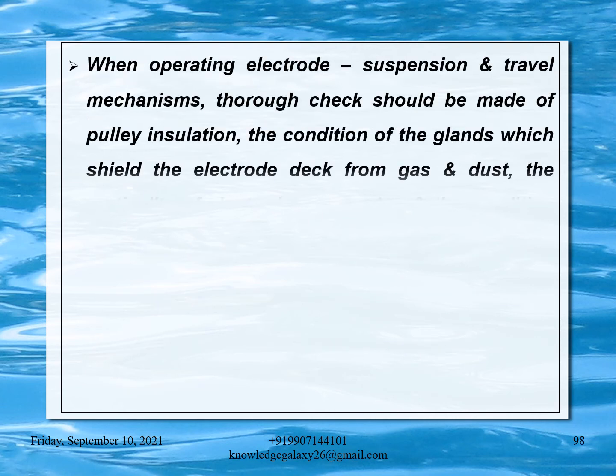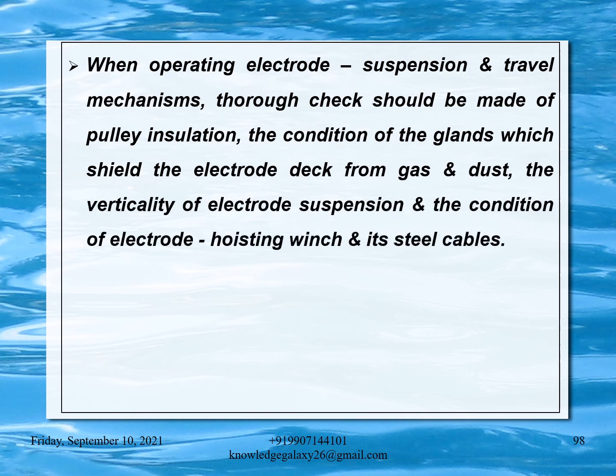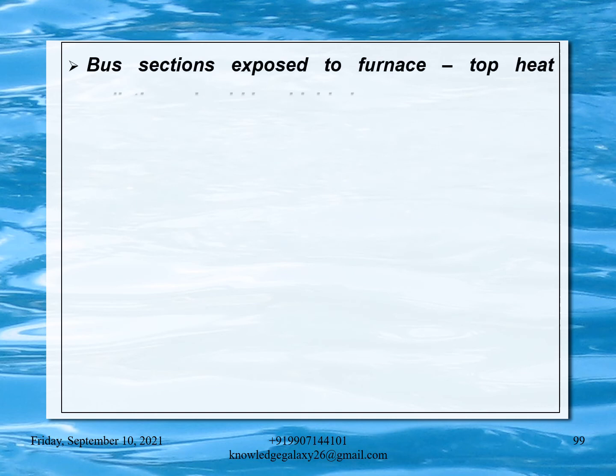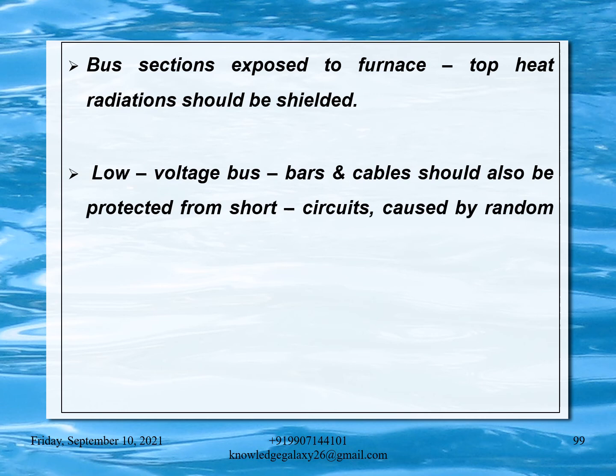When operating, the electrode suspension and travel mechanisms should be checked, including the pulley insulation, the condition of the glands which shield the electrode deck from gas and dust, the verticality of electrode suspension, and the condition of the electrode hoisting winch and its steel cables. The temperature of the buses in the furnace zone should not exceed 70 degrees Celsius. Bus sections exposed to furnace top heat radiation should be shielded. Low voltage bus bars and cables should also be protected from short circuits caused by random contacts and furnace spittings.